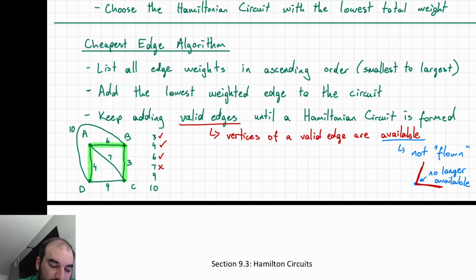So then the next edge along the list is the 9. If I look at this edge that connects D and C, D hasn't been visited yet, and C also hasn't been visited yet. So 9 is a good edge to use, and we will include the 9. And as soon as you have a closed loop, as soon as you have some kind of circuit that visits every vertex exactly once, you stop. You don't even consider adding any more edges, because you stop when you've formed a Hamiltonian circuit.